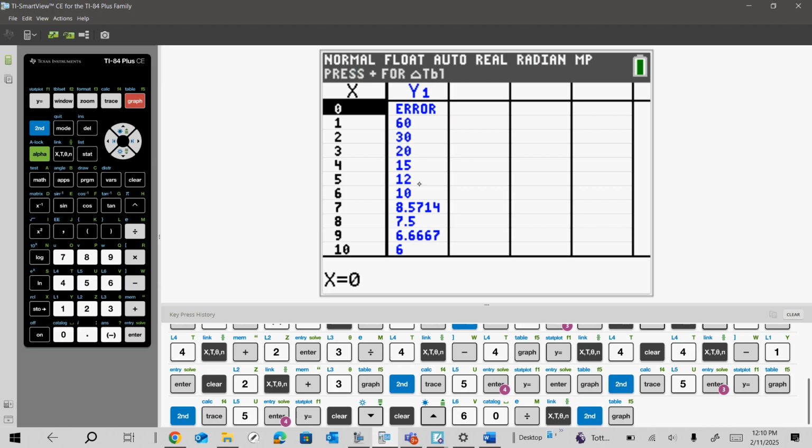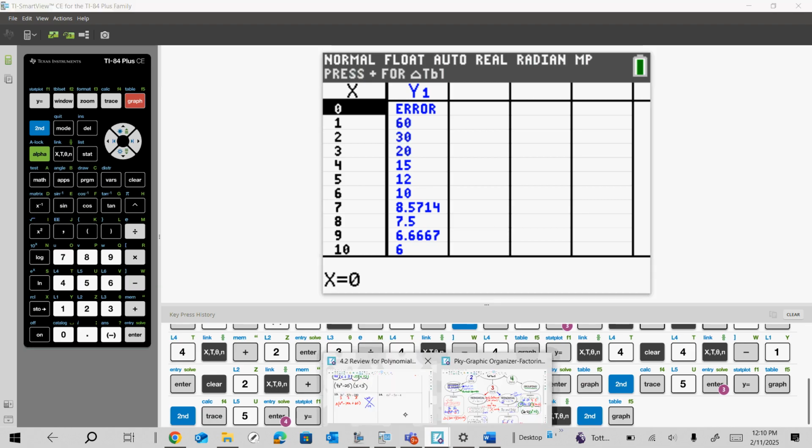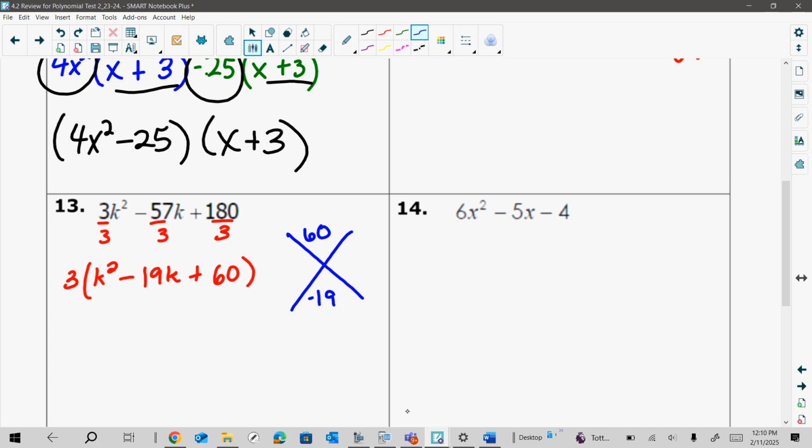Any of them have a sum of 19? We're looking for, and we want a negative 19, so we got to look at the difference between the two. Right, it was a negative 19? Yeah. Couldn't we do a negative times a negative, get a positive? Yeah, negative 15 and a negative 4. Yep. So we keep the 3 on the outside. This would be k minus 15 and k minus 4.